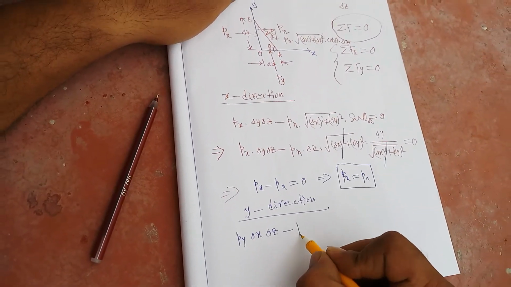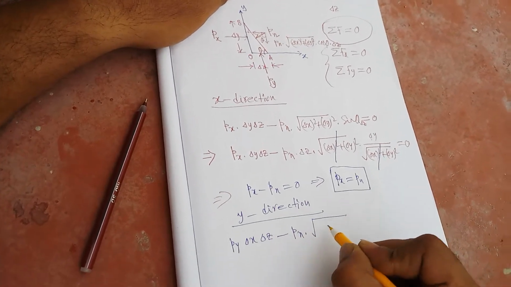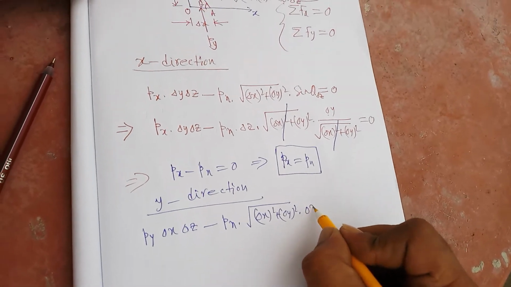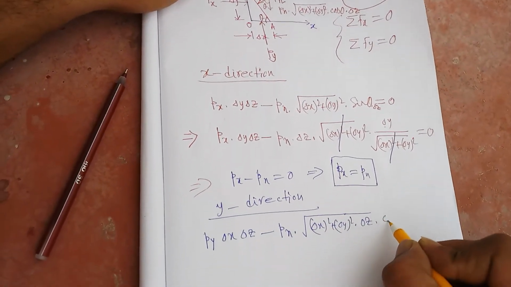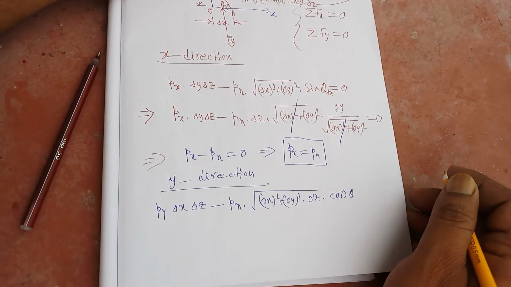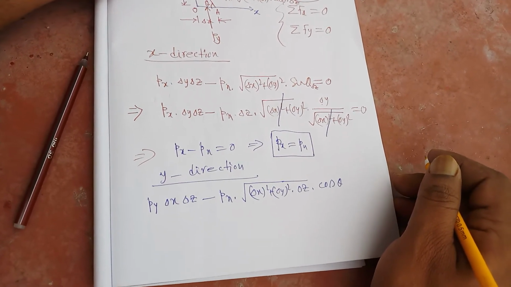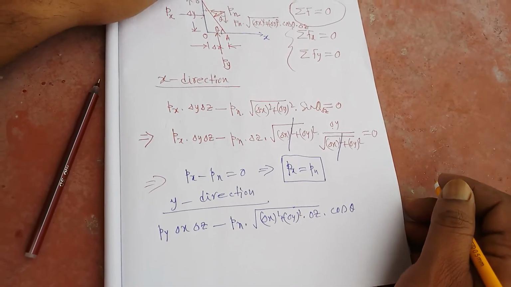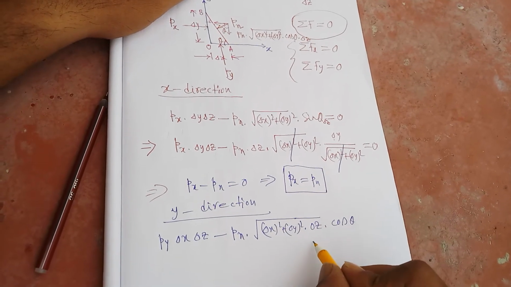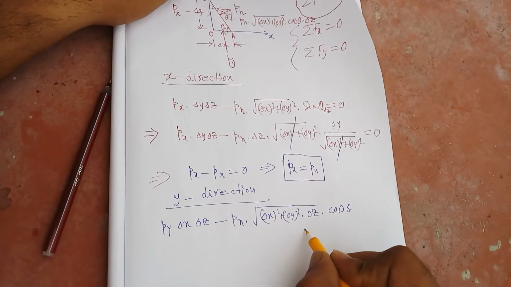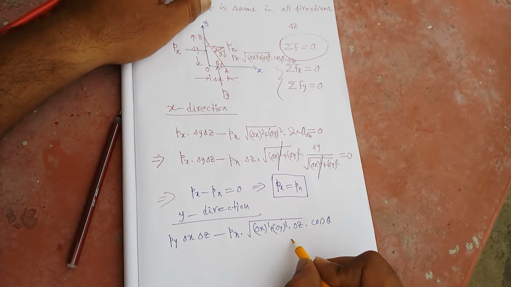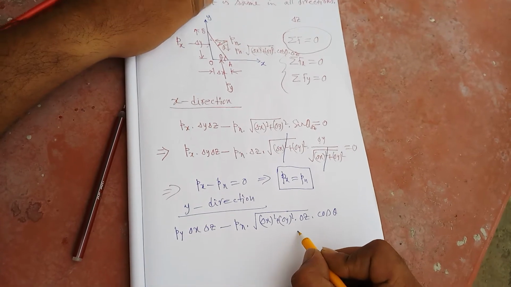what will be the component? Pn into the hypotenuse into the thickness delta z, which makes the area, multiplied by cos theta. Okay. And one more force will be there. That force is the weight of the fluid element itself, and it is acting in the vertically downward direction. So with a negative sign we have to write that. Let us consider the density of the fluid element to be rho. So what is the weight?